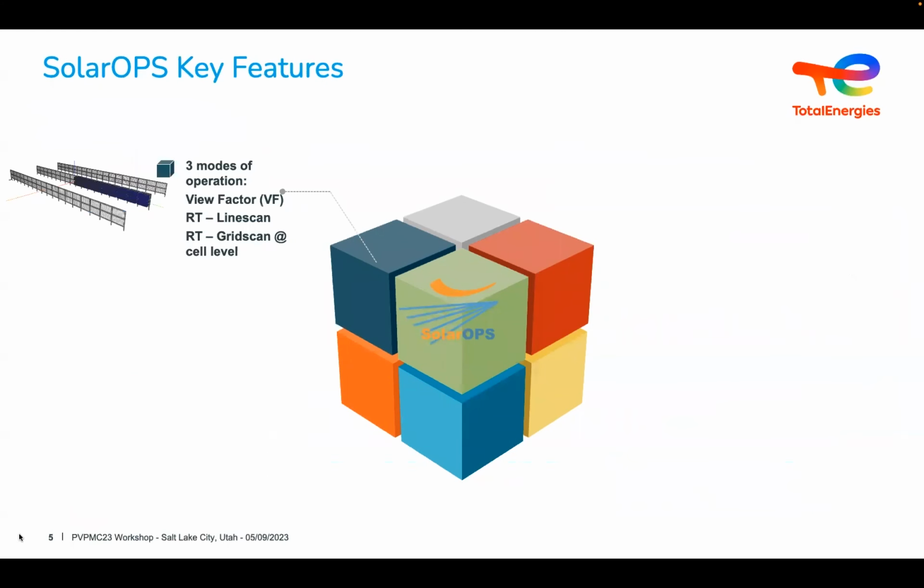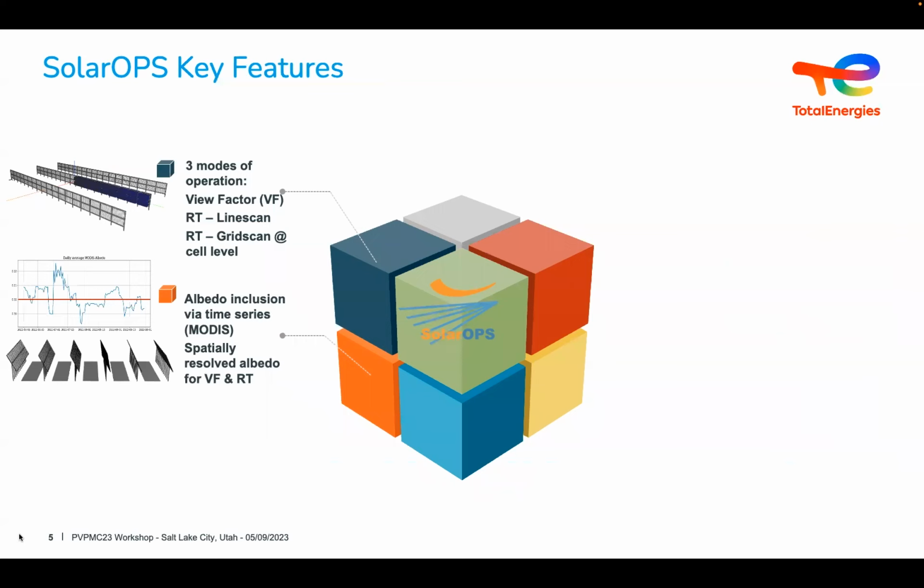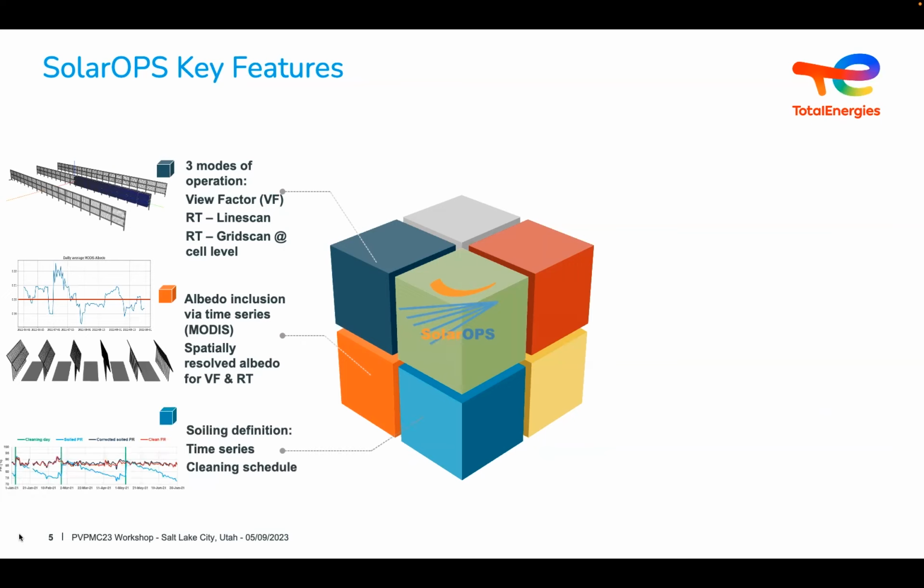A few words about the key features. We have 3 modes of operation: the well-known view factor, and 2 types of ray tracing, the faster line scan and the more rigorous grid scan, which takes place at cell level. We are able to incorporate blue sky data coming from post-processing of MODIS data. And we can also define spatially the albedo, both for view factor and ray tracing.